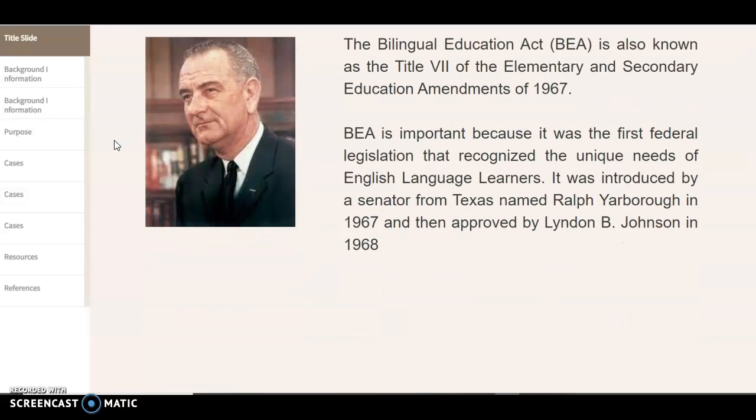The Bilingual Education Act is also known as Title VII of the Elementary and Secondary Education Amendments of 1967. The acronym used for the Bilingual Education Act is BEA, and it is important because it was the first federal legislation that recognized the unique needs of English language learners. It was introduced by a senator from Texas named Ralph Yarborough in 1967 and then approved by Lyndon B. Johnson, who was the president at the time, in 1968.